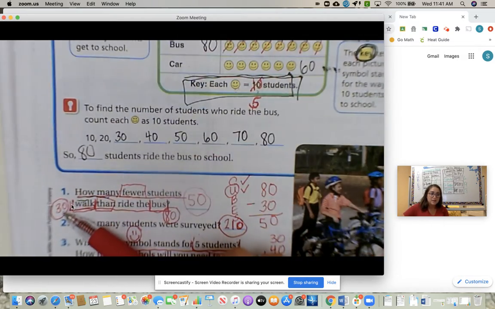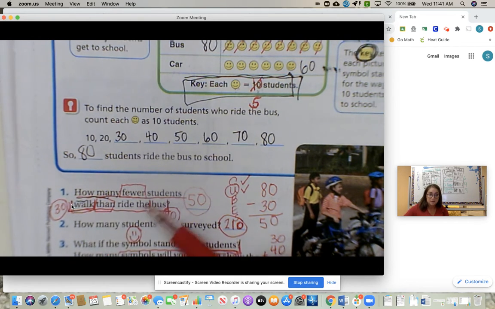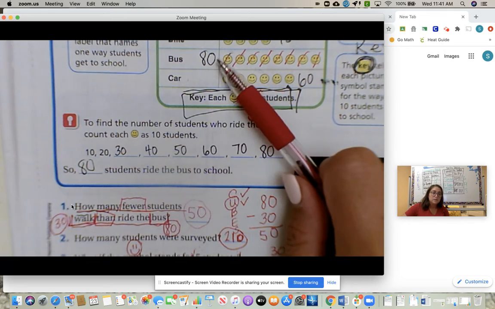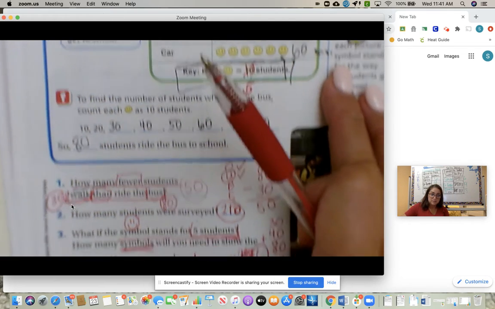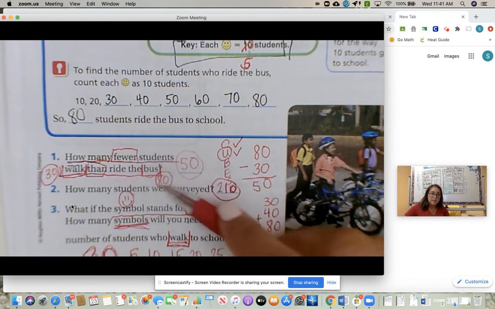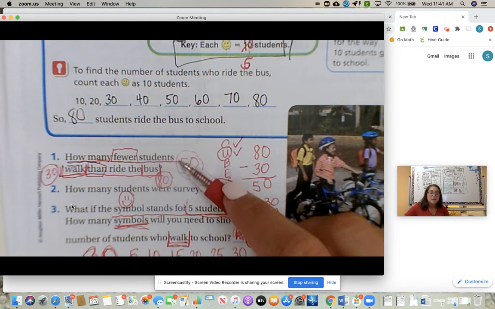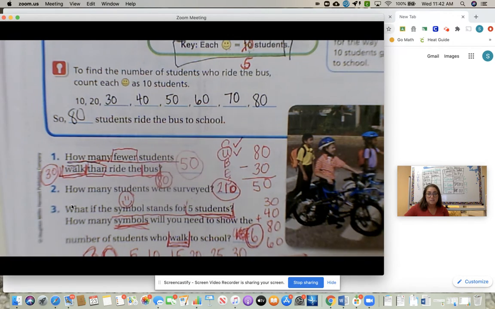So that is why I put 30 next to walk and I circled it, because I'm circling my key number. That's a key number. Now bus. Oh, we know 80 students take the bus to school. So that's why I wrote 80 and I circled it. Now I did underline the question. I circled the key numbers.